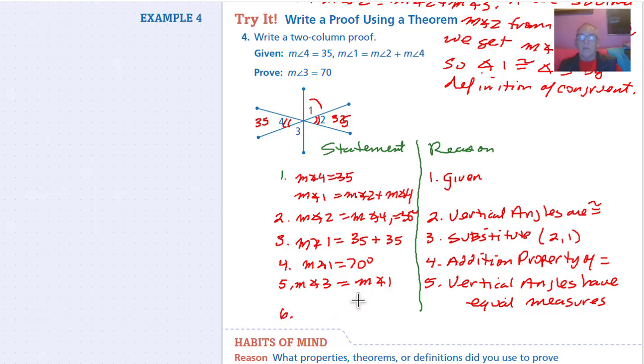And then our step 6 is basically we've got this done. If the measure of angle 1 is equal to 70, and since angle 3 is the same thing as angle 1, we can just substitute angle 3 in for angle 1, and we have the measure of angle 3 equals 70 degrees. And that's just the substitution property of equality. And we've got what we were asked to prove.